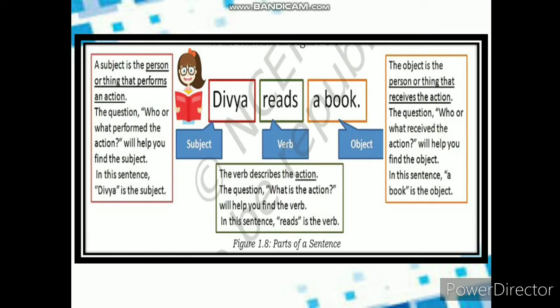The verb describes the action. The question, what is the action, will help you find the verb. In this sentence, reads is the verb. The object is the person or thing that receives the action. The question who or what received the action will help you find the object. In this sentence, a book is the object.